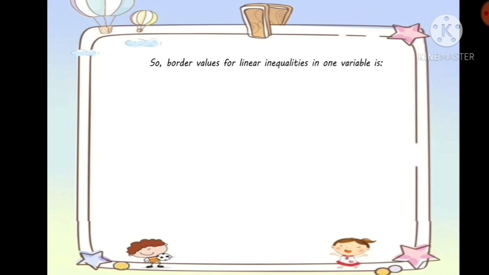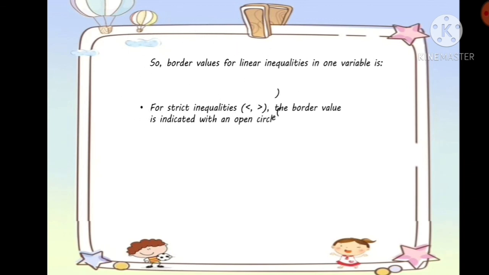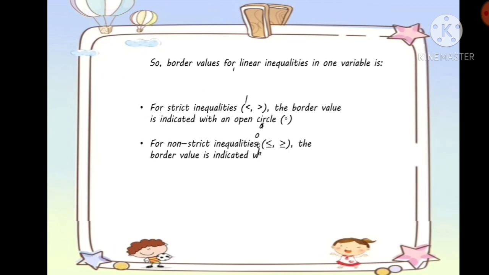So, border values for linear inequalities in one variable: for strict inequalities, is less than and is greater than, the border value is indicated with an open circle. For non-strict inequalities, is less than or equal to and is greater than or equal to, the border value is indicated with a solid circle.